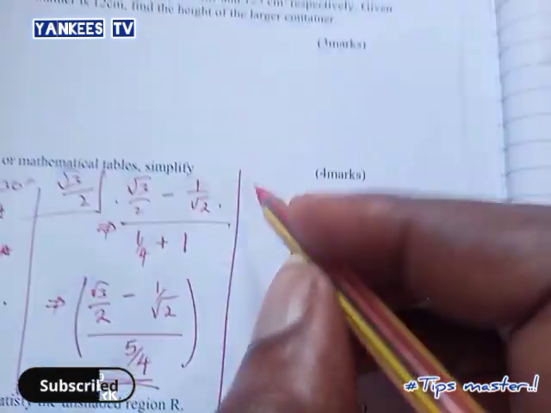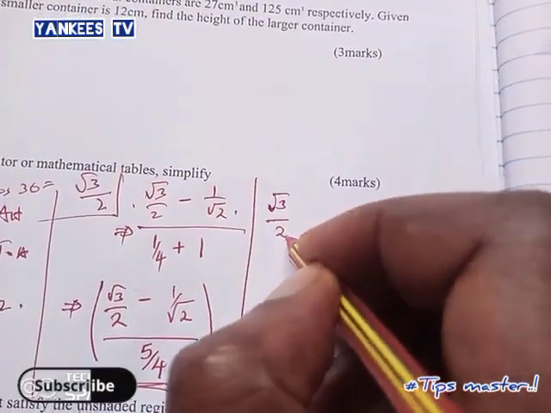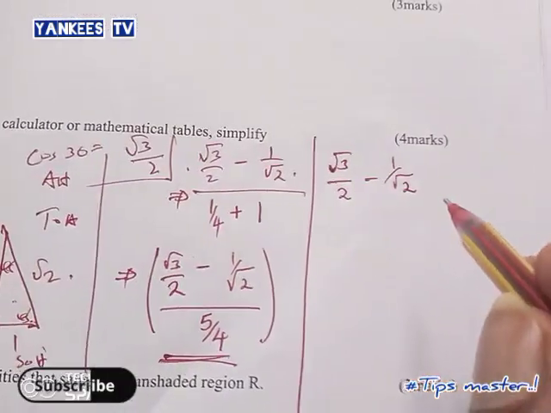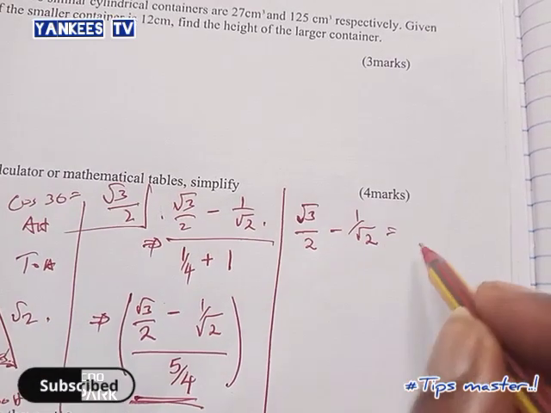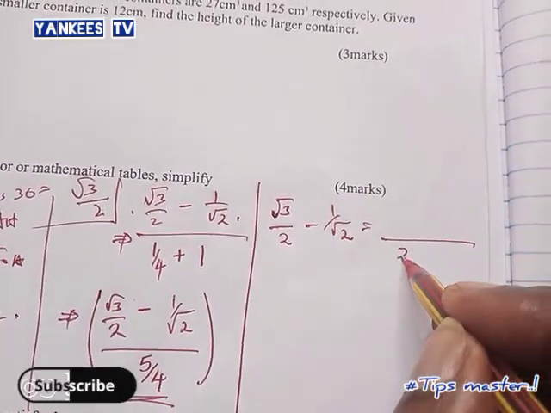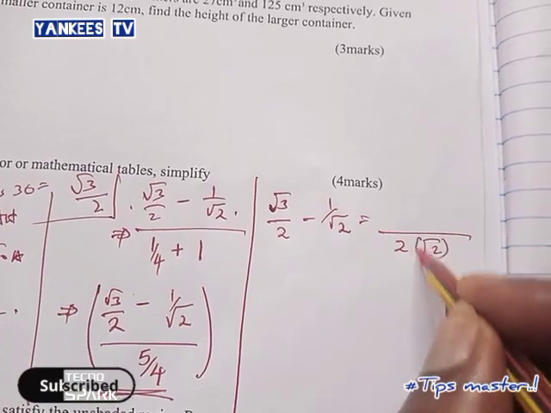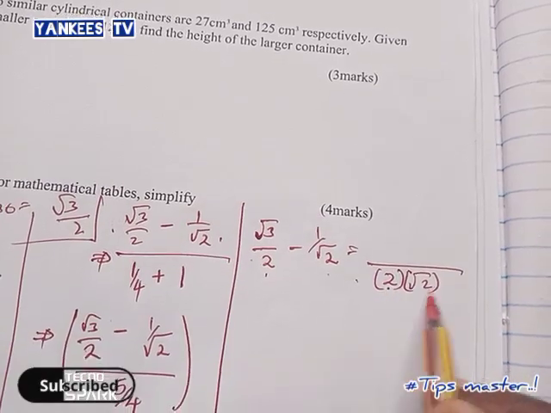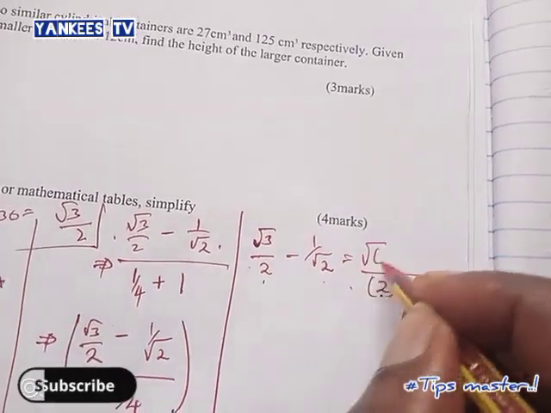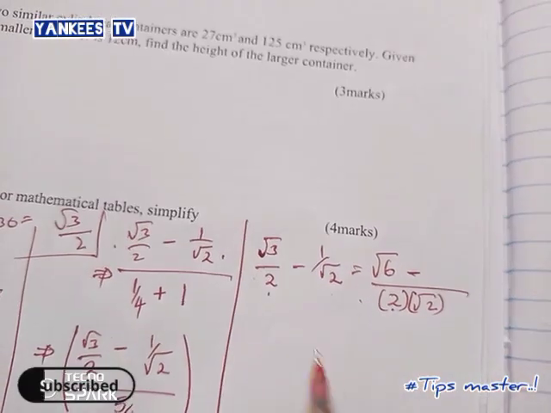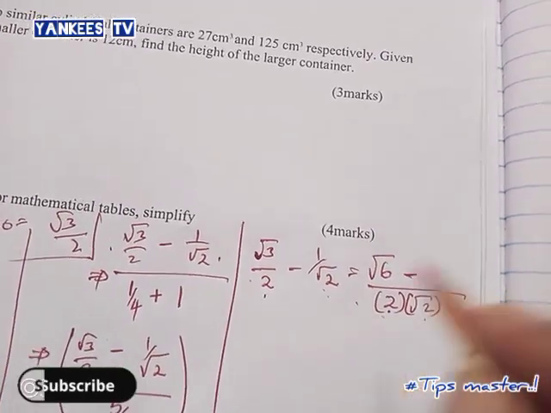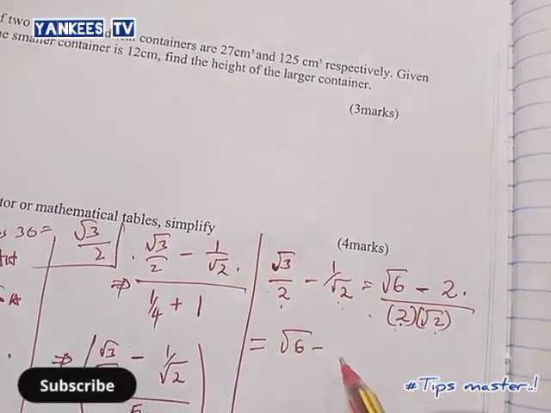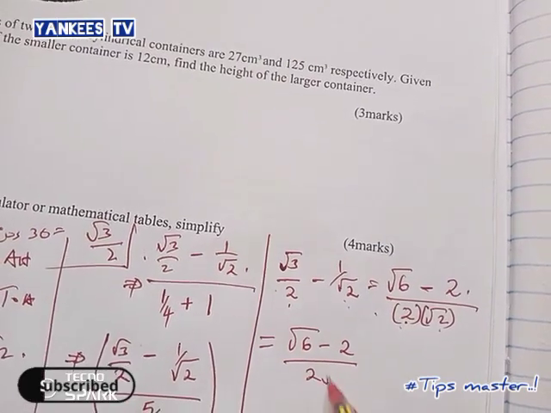So the numerator shall be root 3 over 2 minus 1 over root 2. These are just like ordinary fractions, so the LCM shall be 2 root 2. So we compare. 2 goes here, root 2. Root 2 times root 3 is root 6, minus root 2 goes here 2 times; 2 times 1 is 2. So our answer there becomes root 6 minus 2 all over 2 root 2.